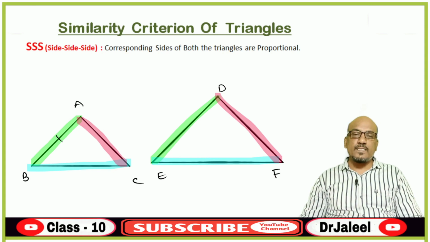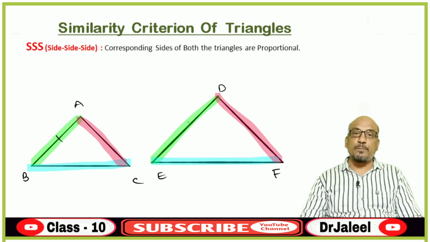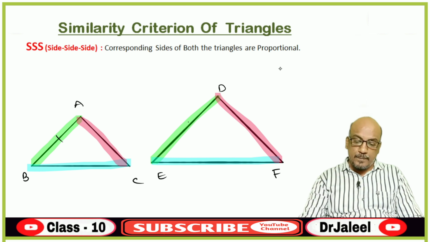Children, the first similarity criterion, triple S. We had a triple S congruency criterion also. There the corresponding sides were equal. Here the corresponding sides are going to be proportional. What is meant by proportional? That they are in the same ratio.